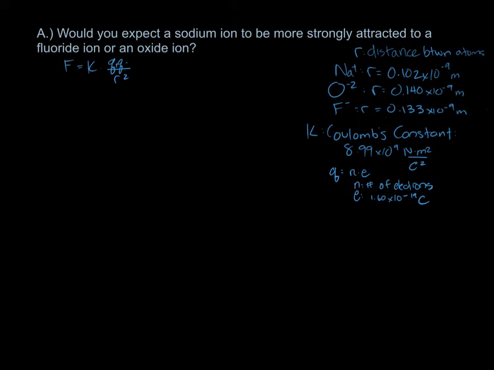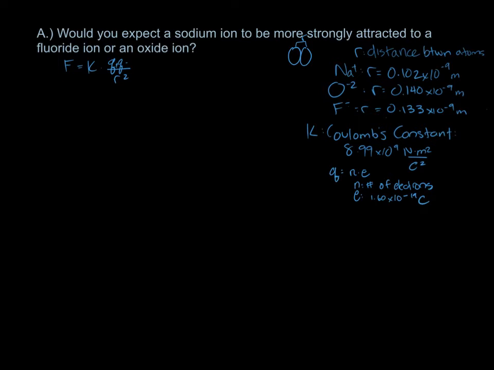Okay, so let's apply this to a certain situation. We want to find out if a sodium ion is going to be more strongly attracted to a fluoride ion or an oxide ion. So there's a few pieces of information that we need, where we need R, which is the distance between the two atoms, which in this case is going to just be the sum of the two radii, because we are going to assume that they are like so, R.